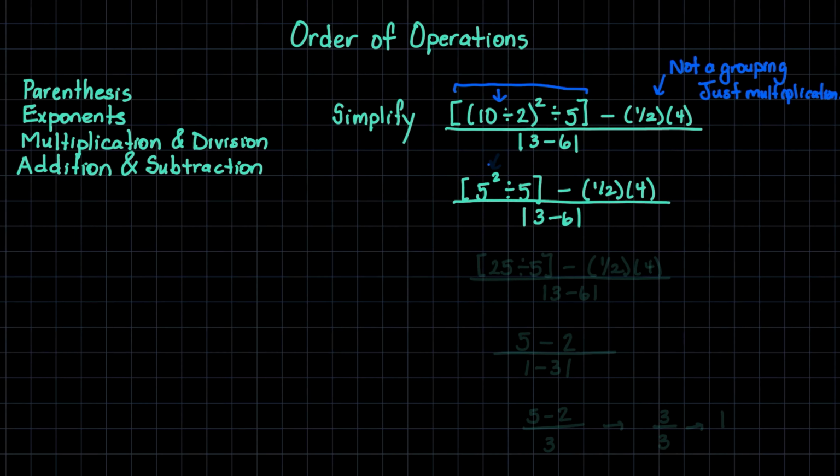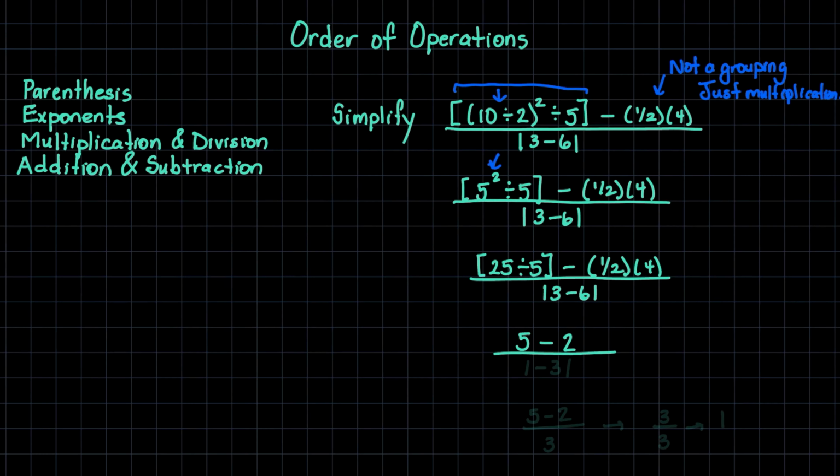I'm still in this grouping. I know I have to address this exponent here. 5 squared is 25 divided by 5 minus 1/2 times 4, all over absolute value of 3 minus 6. 25 divided by 5 is 5 minus. Now that I've addressed all of the groupings in the numerator, I can move on to multiplication here. 1/2 times 4 is 2.